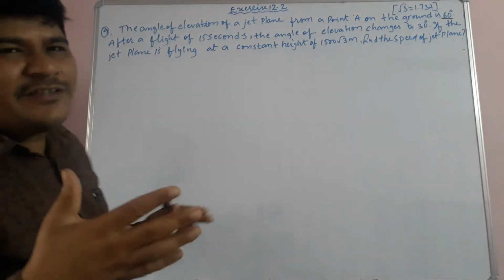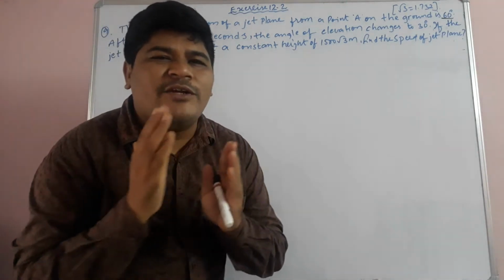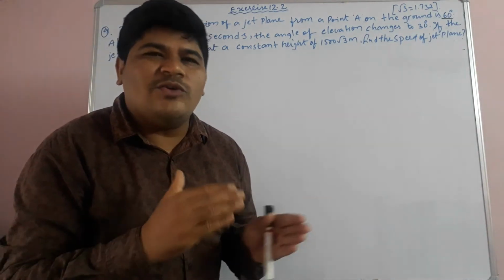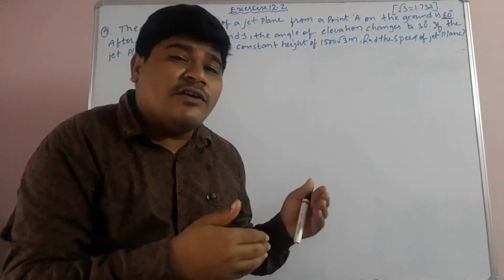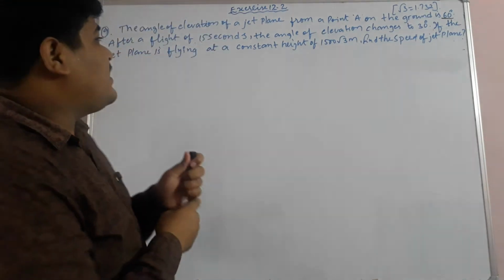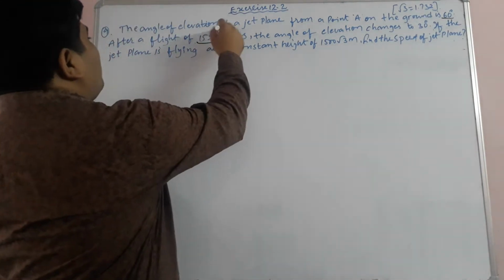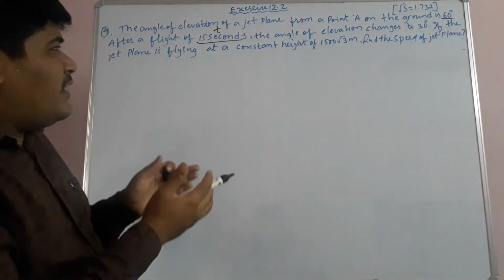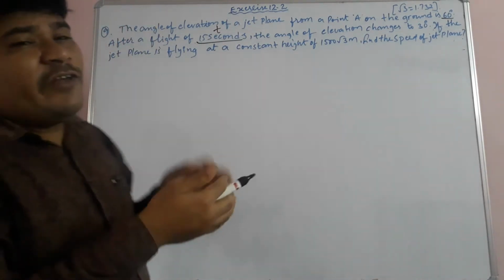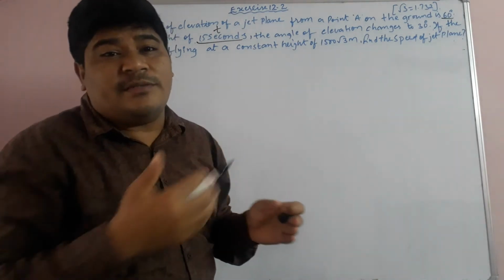So students, in physics we know this formula: distance is equal to speed into time. Then speed is equal to distance by time. Time is given as 15 seconds here, and the distance traveled by the jet plane we need to find with the help of trigonometry concepts.